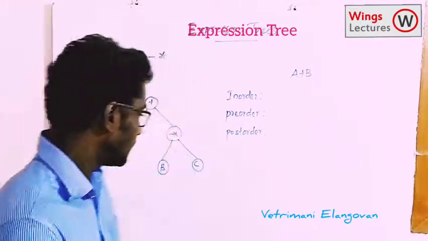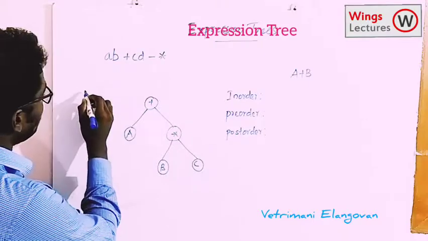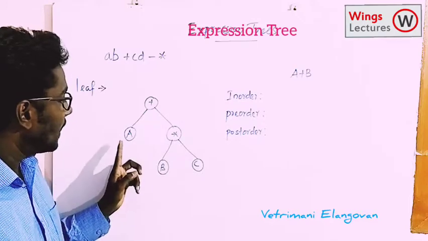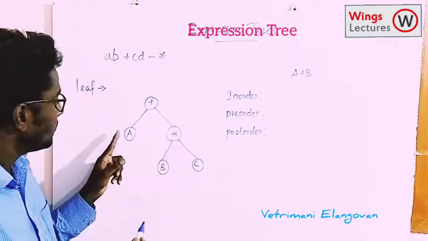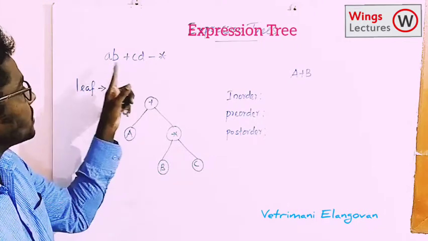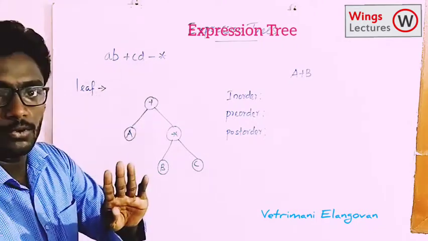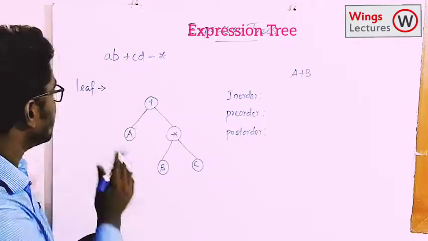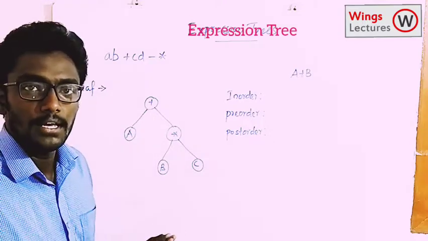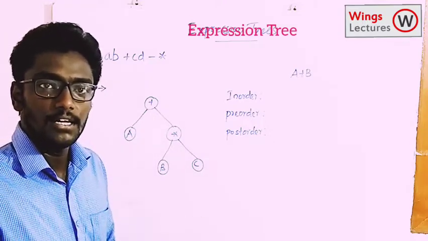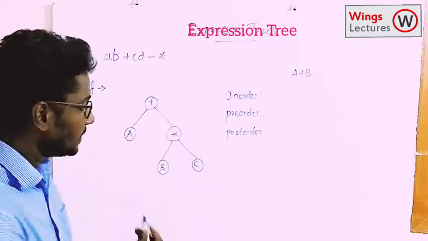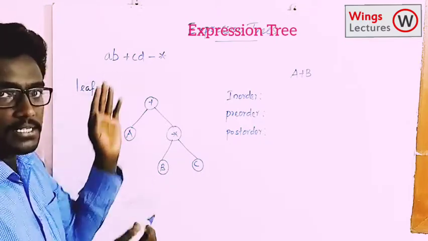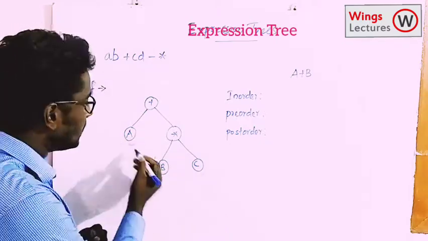The first property is leaf. So here we are going to consider an operand. Operands are nothing but the alphabets. So in this expression A, B, C, D, these four characters are operands, right? So the operands are going to be considered as leaf nodes. What is a leaf node? If the node doesn't have any child, it's going to be a leaf node, right? So these are the leaf nodes. So in expression tree, the operands are going to be considered as leaf nodes.